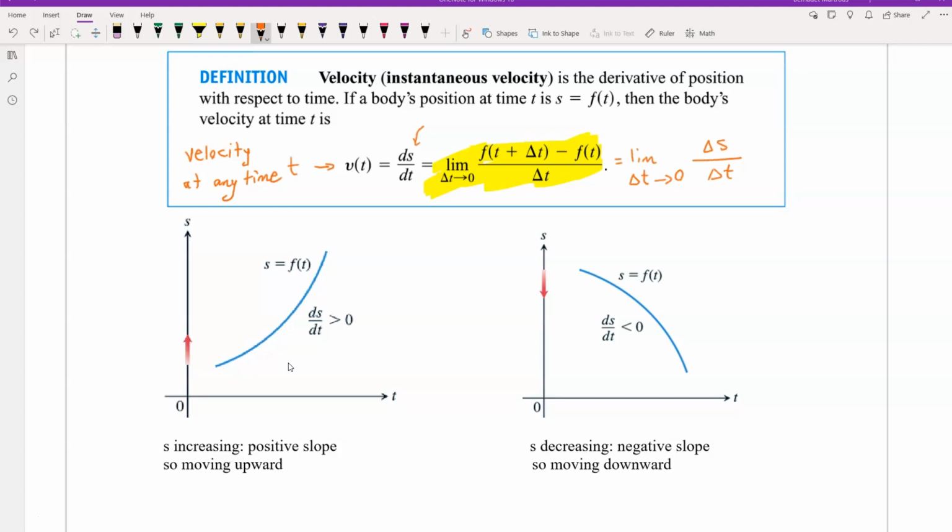Now, on the right side, again we have position at time t. So that is s equal to f of t. And in this case, from left to right, our graph decreases. So s is decreasing. Because of that, our slope is negative. So this graph is moving downward. So this one was upward, but here on the right side we have downward.